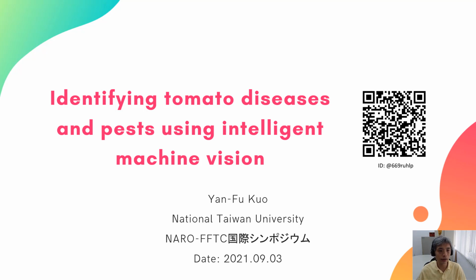The title of my research I'm going to talk about today is Identifying Tomato Diseases and Pests Using Intelligent Machine Vision. In this research, we developed a LINE bot. You can see the friend ID or the QR code over here. You can add this LINE bot as a friend.